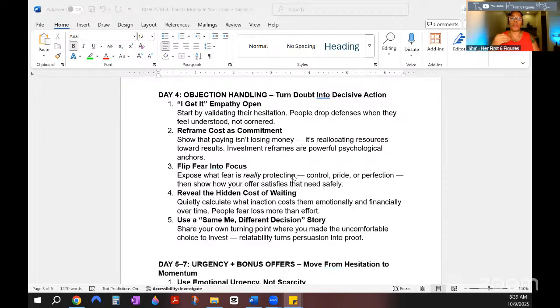Okay, because you may not get another opportunity to help them through that objection to buy. So this Day 4, that's what this is all about. Number 1 strategy, I get it. It's an empathy type of strategy. So start by validating their hesitation. People drop their defenses when they feel understood rather than feeling cornered.